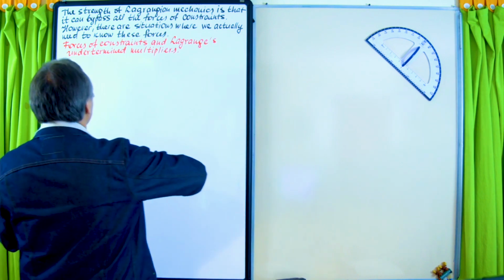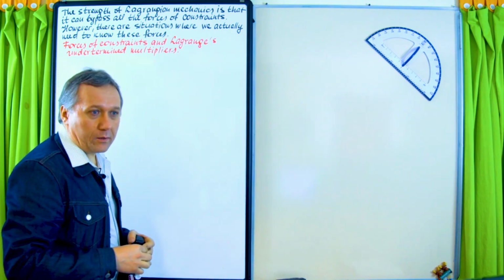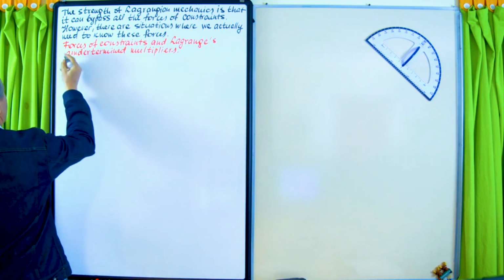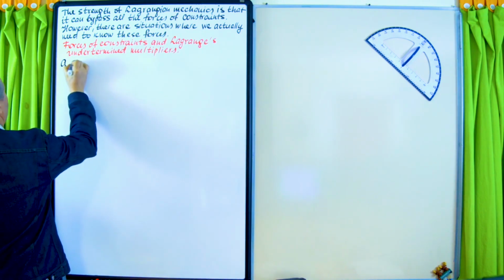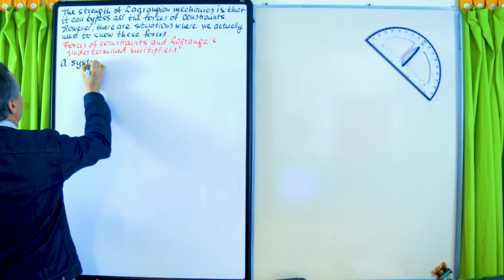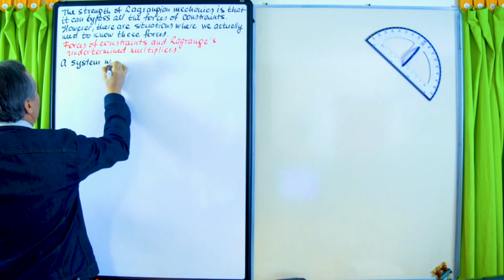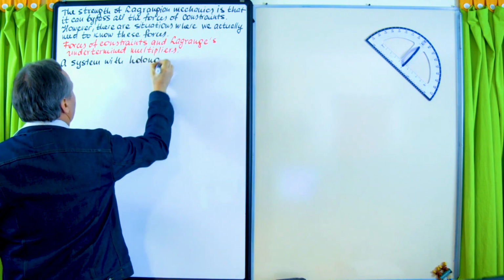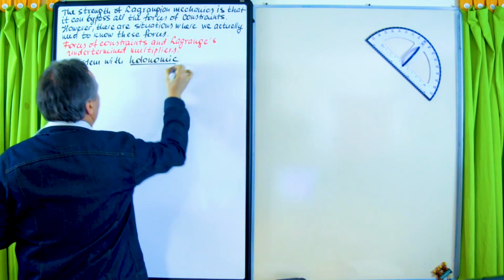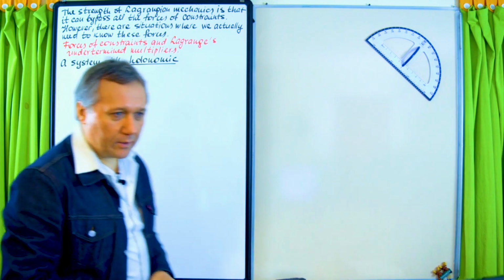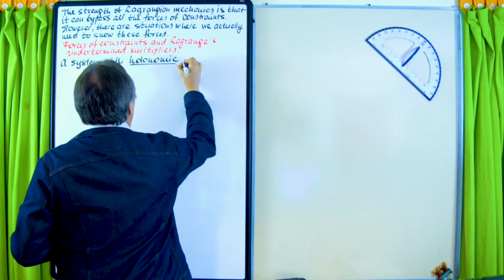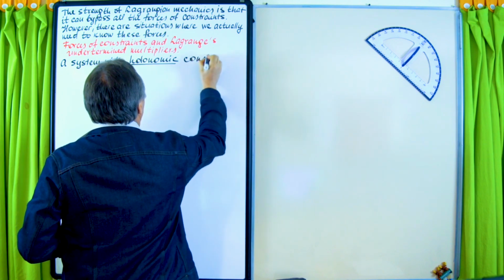So as a result, let's consider a system with holonomic constraints. Let me write. Let's assume that we have a system with holonomic constraints. Of course, this is one of the key words in this part, holonomic constraints.